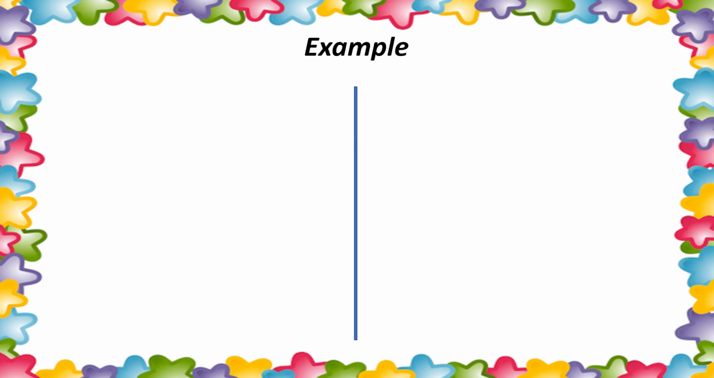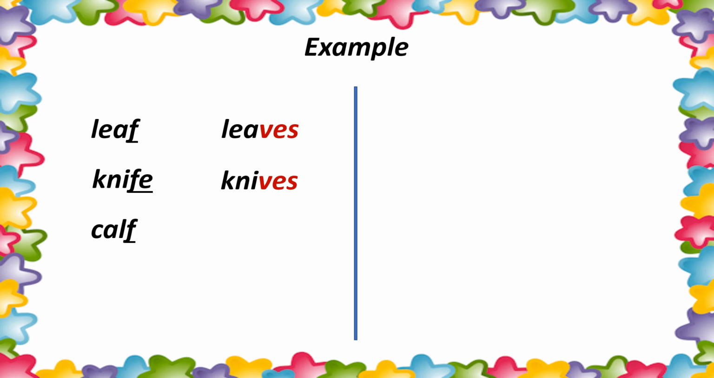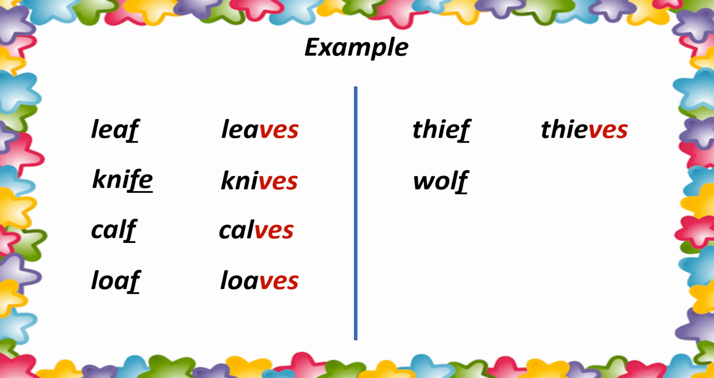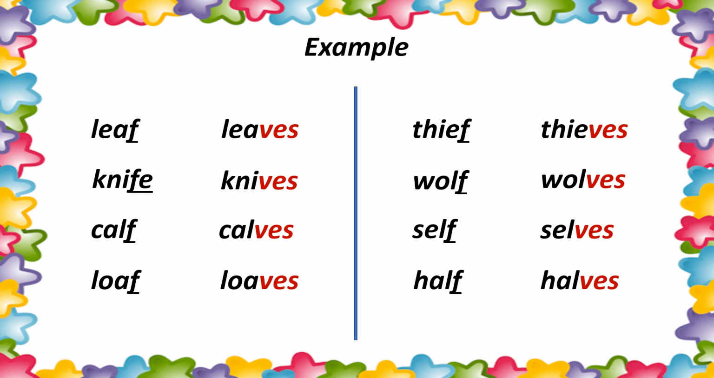Example: leaf, leaves, knife, knives, calf, calves, loaf, loaves, thief, thieves, wolf, wolves, self, selves, half, halves. Friends, did you notice we just replaced f and fe with ves?